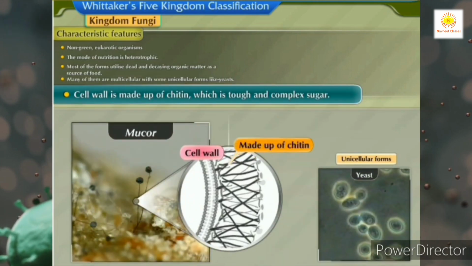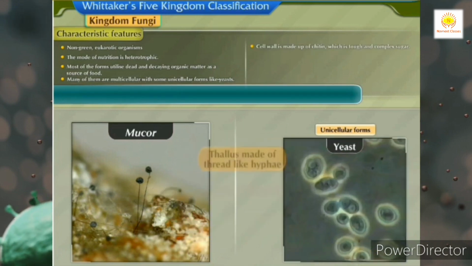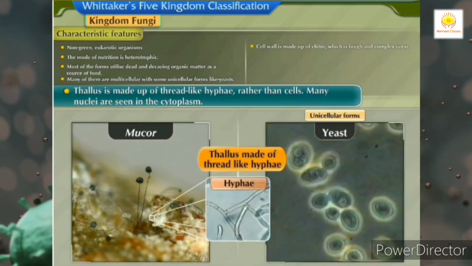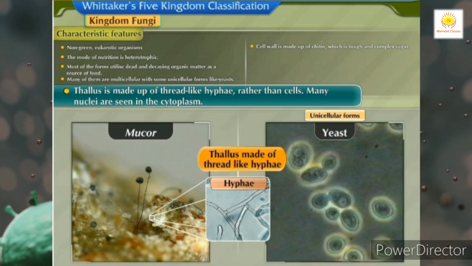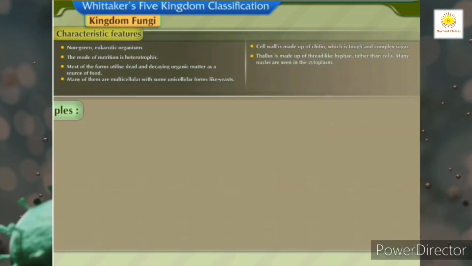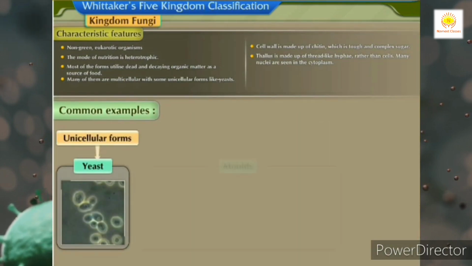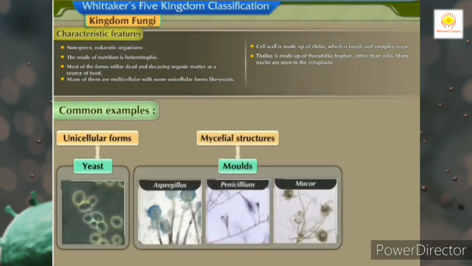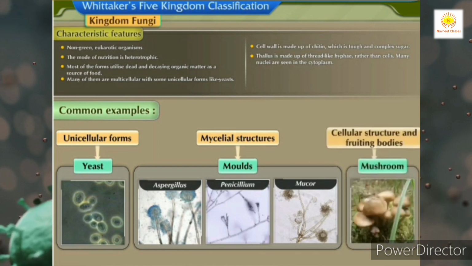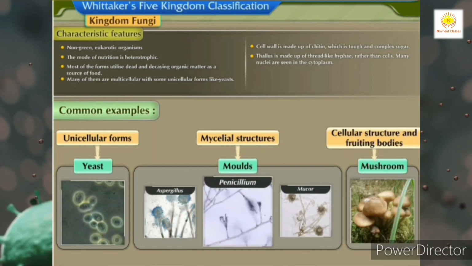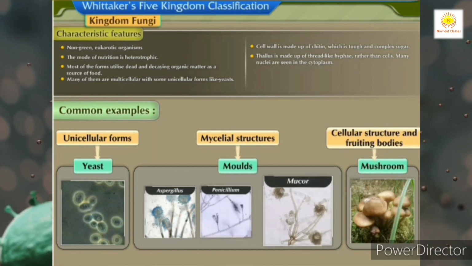Cell wall is made up of chitin, which is tough and complex sugar. Thallus is made of thread-like hyphae rather than cells. Many nuclei are seen in the cytoplasm. The common examples are yeasts, which are unicellular forms, molds, which have mycelial structures, and mushrooms, which have cellular structure and fruiting bodies. The Aspergillus, Penicillium, and Mucor are common molds.